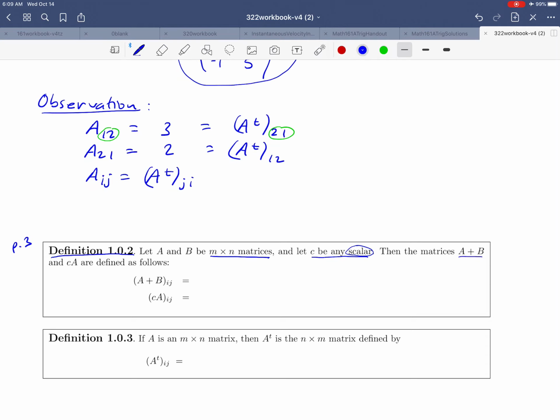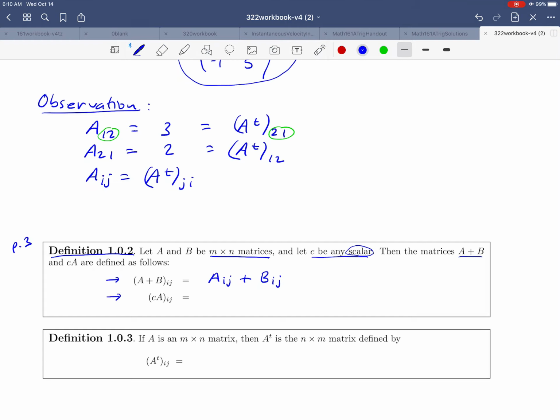Okay, and our definition is going to be an entry by entry definition. So we're going to tell the reader how to get the entry in the ith row and the jth column of A plus B. And to do that, we'll do exactly what we did above. We'll first take the entry in the ith row and the jth column of A and add it to the entry in the ith row and the jth column of B. Okay, if we do that for every entry in our matrix, we get the matrix sum.